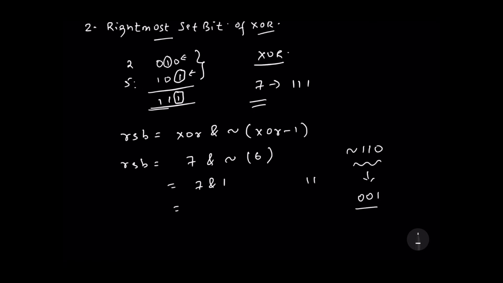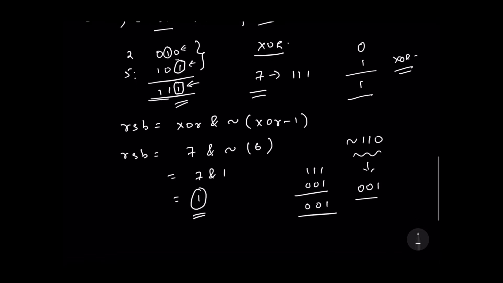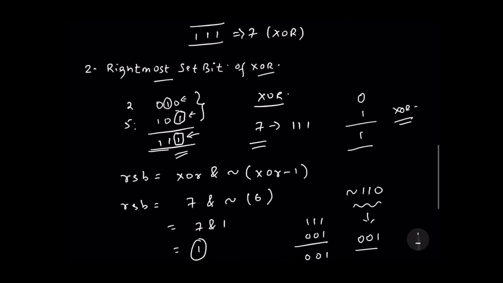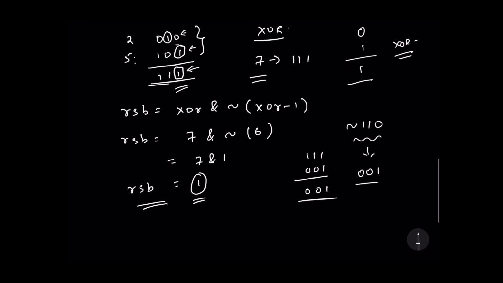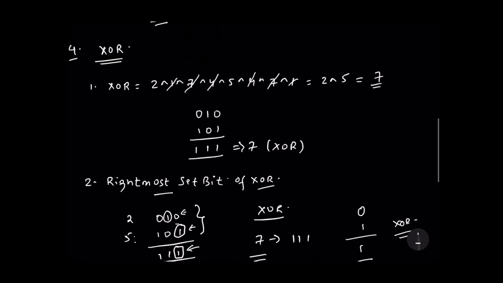What is 7? 1 1 1. And what is 1? 0 0 1. So the result is 0 0 1. So the rightmost set bit is 1, which is exactly this bit we were talking about. Now this bit for 5 is set to 1, and for 2 it is set to 0. Hence we have a 1 at that position in the XOR. If you remember, if two bits are not the same, then the answer is always 1 for XOR. Using this we got our XOR, which is 7. We got our rightmost set bit, which is 1, RSB. So this is my second step, to find the rightmost set bit of the XOR.